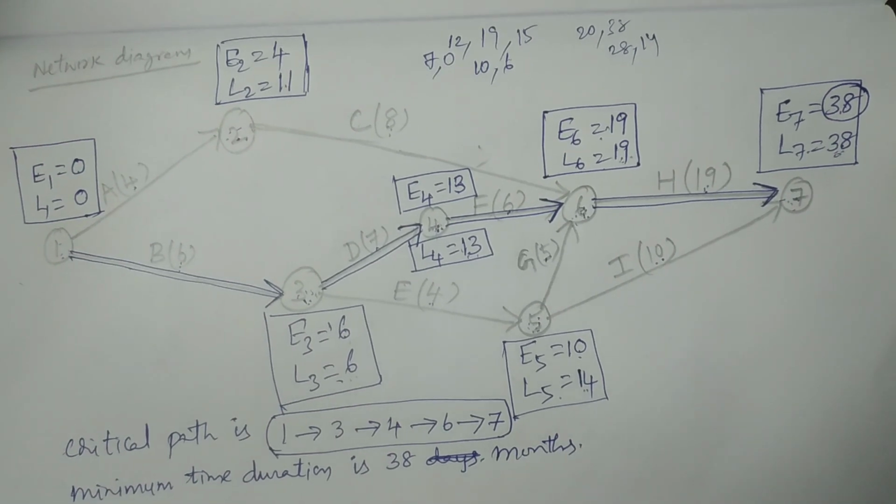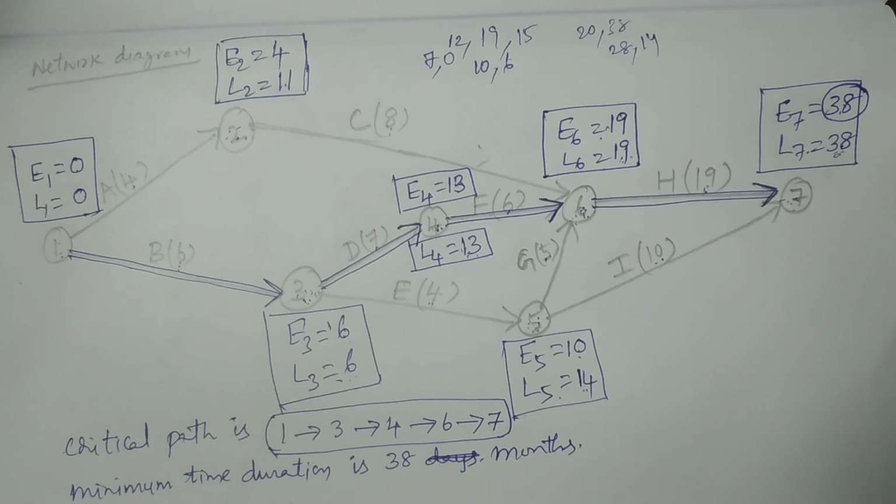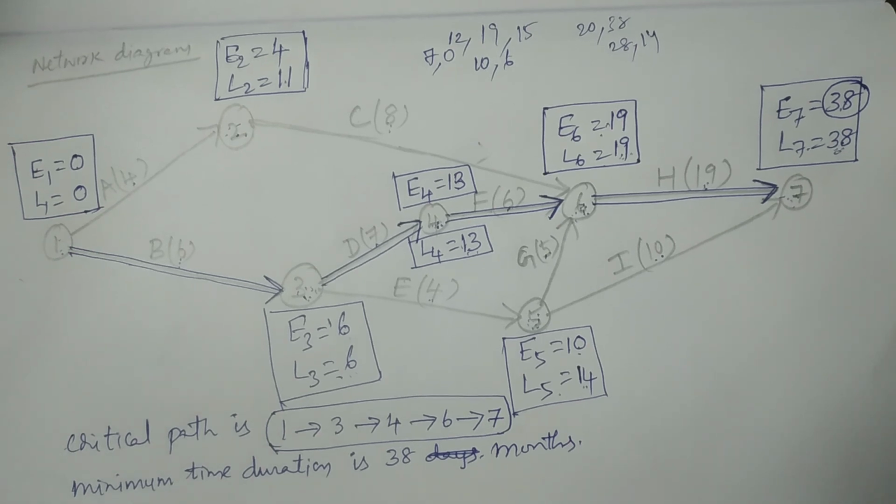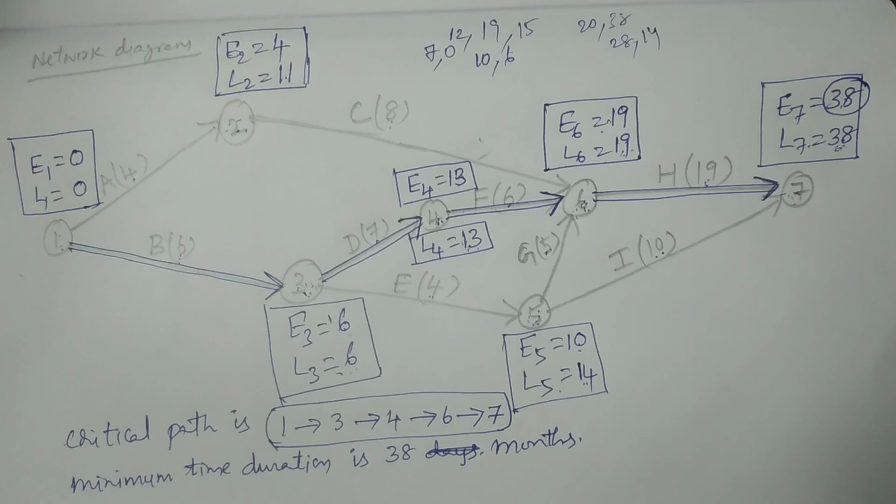Hope you understand. You have to construct the network diagram, and then do forward pass and backward pass calculations. By using these, you calculate earliest times and latest times, and then obtain the critical activities, and then the critical path, and then the minimum time duration, the minimum time to complete the project. Fine. Hope you understand. Thank you.